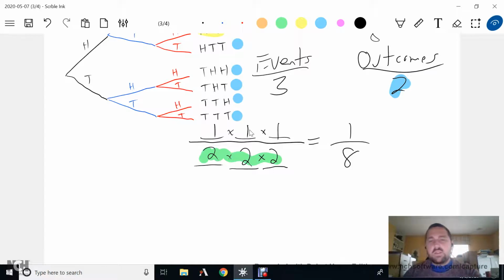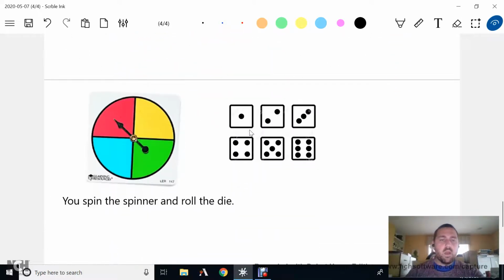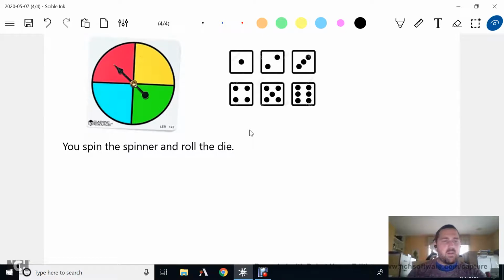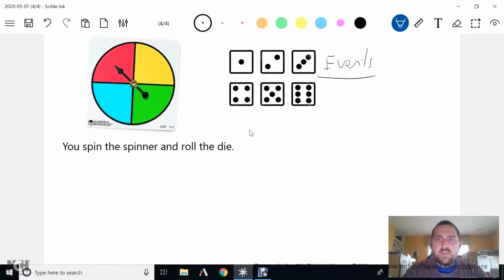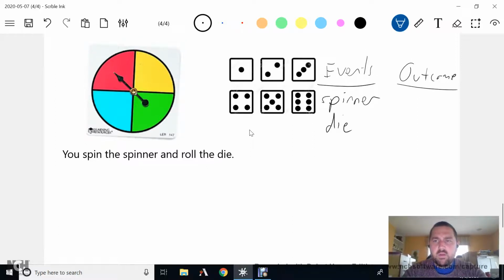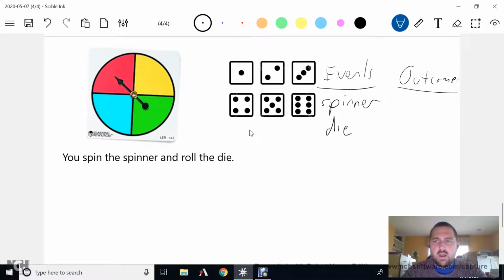Let's go at 2 more examples, right? Here's some silly game we made up where you spin a spinner and you roll a die, right? So here, let's think about events and outcomes. Events, well, this has two events. It has the spinner event and it has the die event. And for outcomes, how many outcomes are there for the spinner? Well, there's 4 sides, so there should be 4 outcomes. And there's 6 sides in a die, so there's 6 outcomes for the die, right?